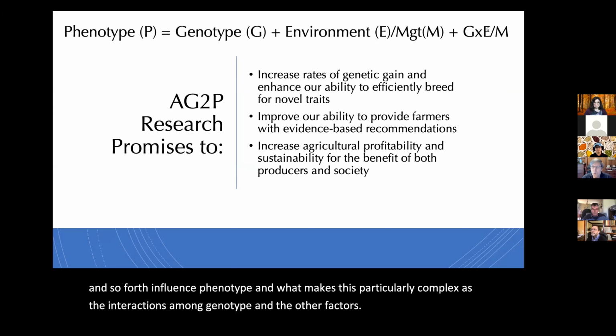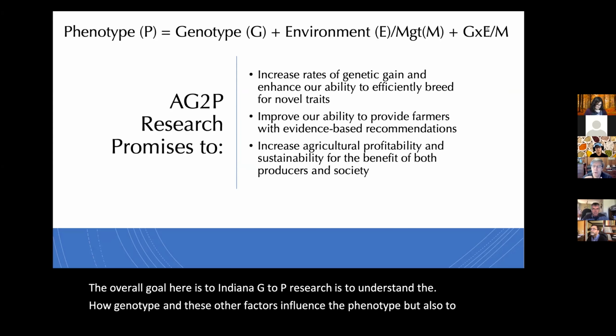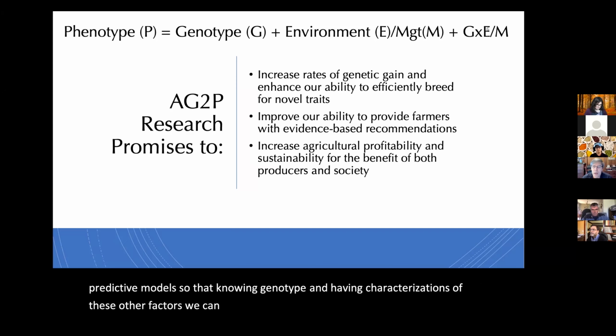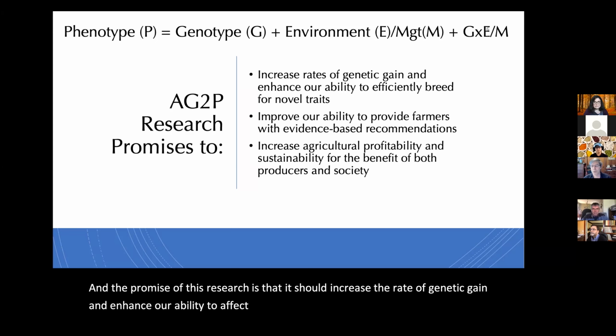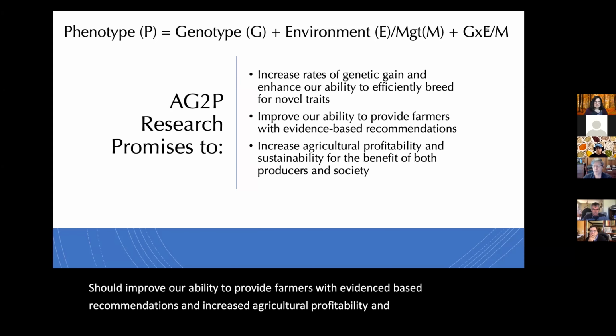So the overall goal in G2P research is to understand how genotype and these other factors influence the phenotype, but also to build predictive models so that knowing genotype and having characterizations of these other factors, we can predict phenotype. And the promise of this research is that it should increase the rate of genetic gain and enhance our ability to efficiently breed crops and livestock for novel traits, should improve our ability to provide farmers with evidence-based recommendations, and increase agricultural profitability and sustainability for the benefit of both producers and society.